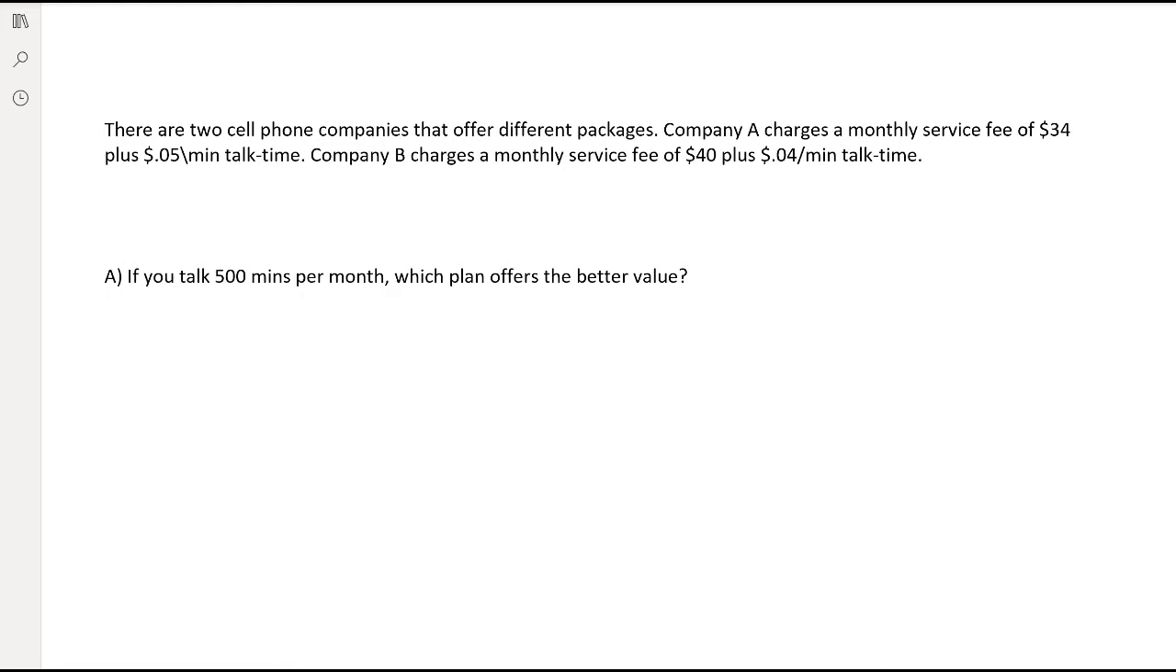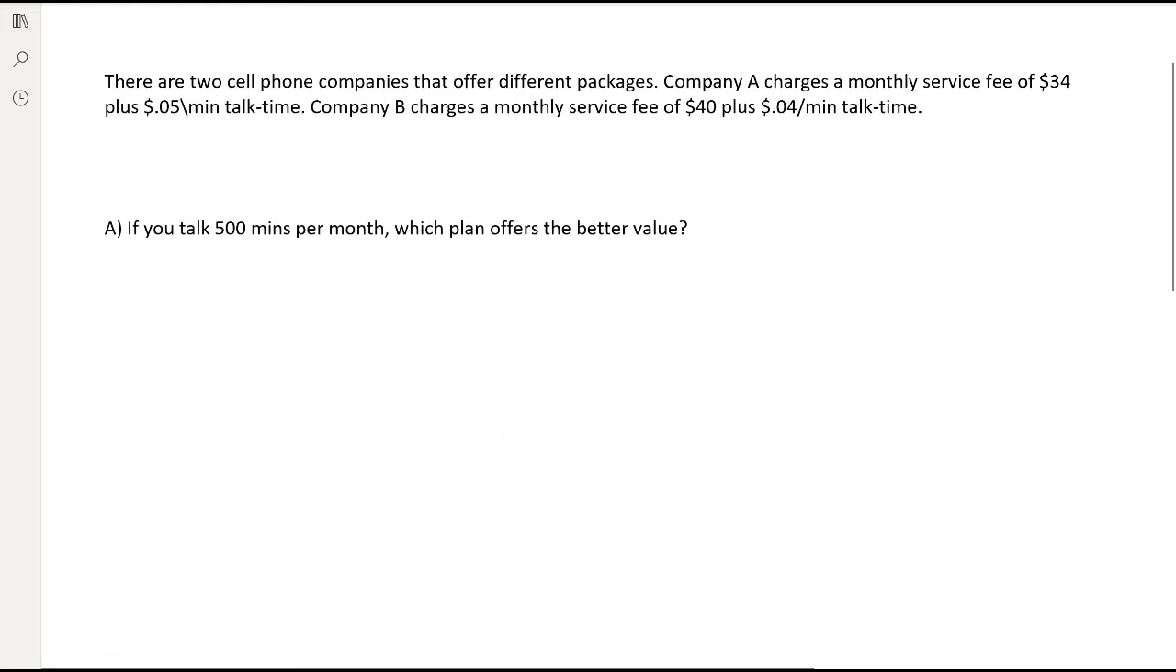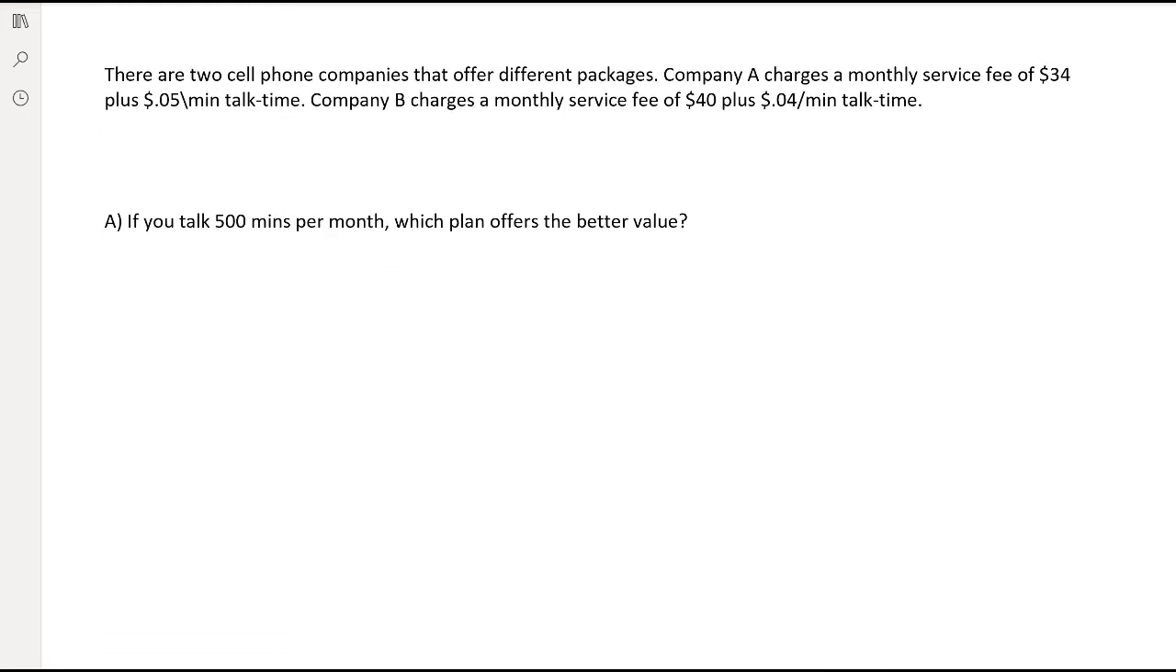One question here says, if you talk 500 minutes per month, which plan offers the better value? AKA, which plan is cheaper if you talk for 500 minutes a month on your phone? What we're going to do here is come up with the two different linear equations that represent the cost of operating phones on the respective companies' service. So let's start with Company A.